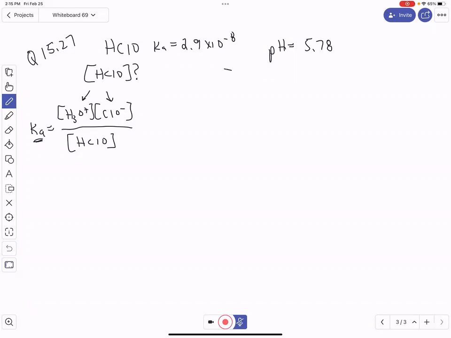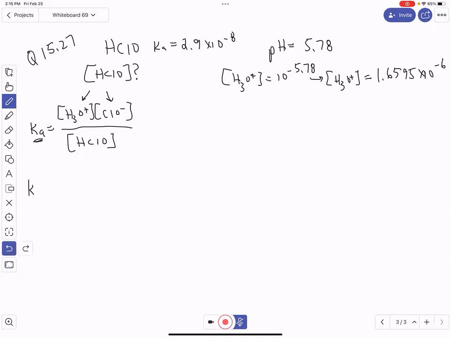So pH to hydronium equals 10 to the negative 5.78. So my hydronium concentration equals 10 to the negative 5.78. I get 1.6595 times 10 to the minus 6. Probably carried way too many significant figures there.